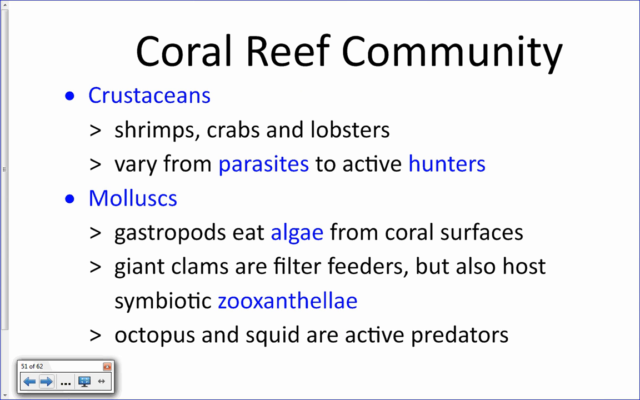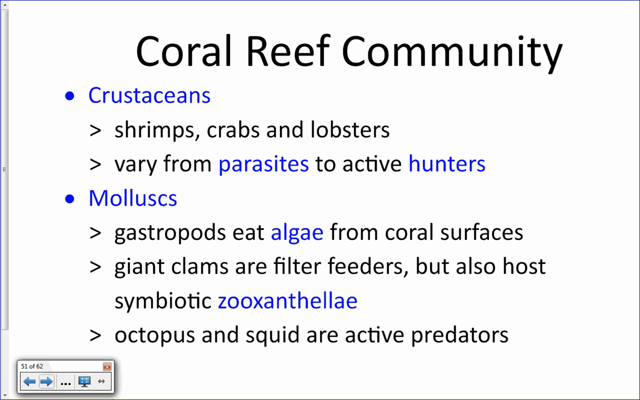Okay, types of crustaceans. You find lots of different kinds of crustaceans on the reef. Shrimp, crab, lobster, and many different species of those. So just tons and tons of different kinds. And depending on what they are, they can be predators, eating other things, or they can be parasites. Just depends. So they'll be serving lots of different functions in the ecosystem, depending on what they do.